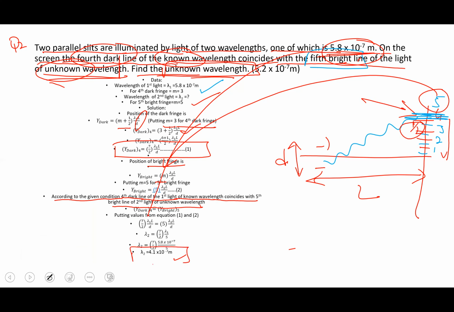So that is the wavelength of basically the red color, which was unknown, and that unknown value turned out to be 4.1 into 10 to the power minus 7 meters, corresponding to the fifth bright fringe of the blue color actually.